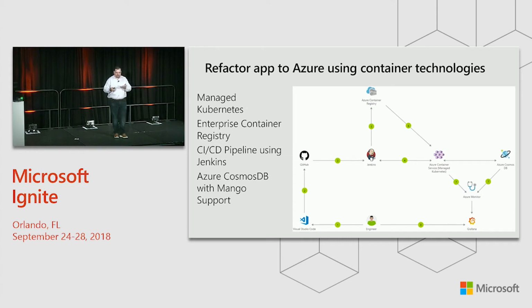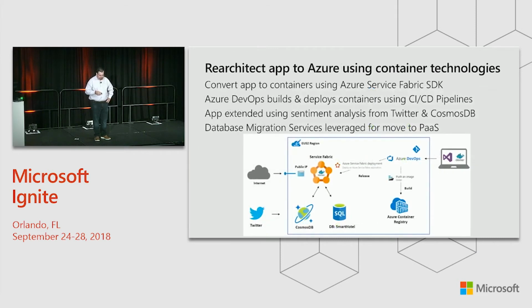And then we've got, of course, Cosmos or other things in the mix here. In this example, it's Cosmos DB using the Mongo API, right? So this is an application that can be deployed at scale using these technologies when we do a refactoring of that application if we want to embrace containers.